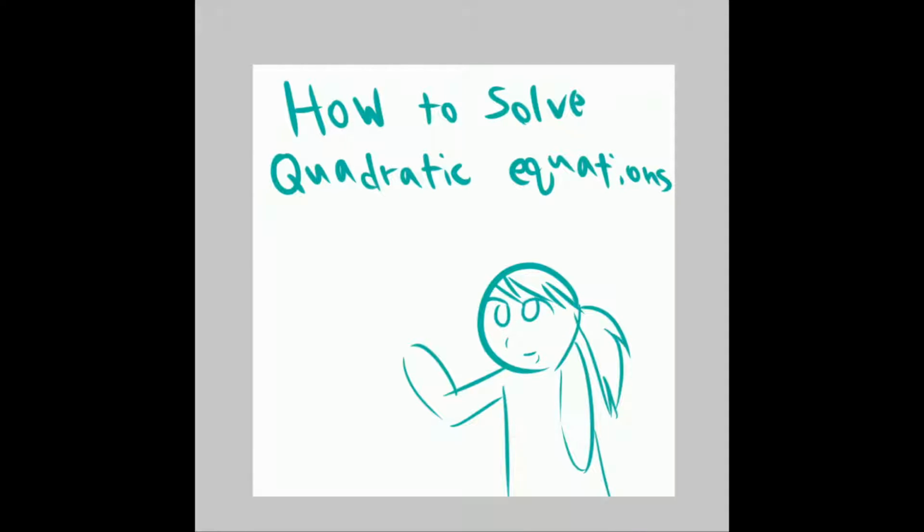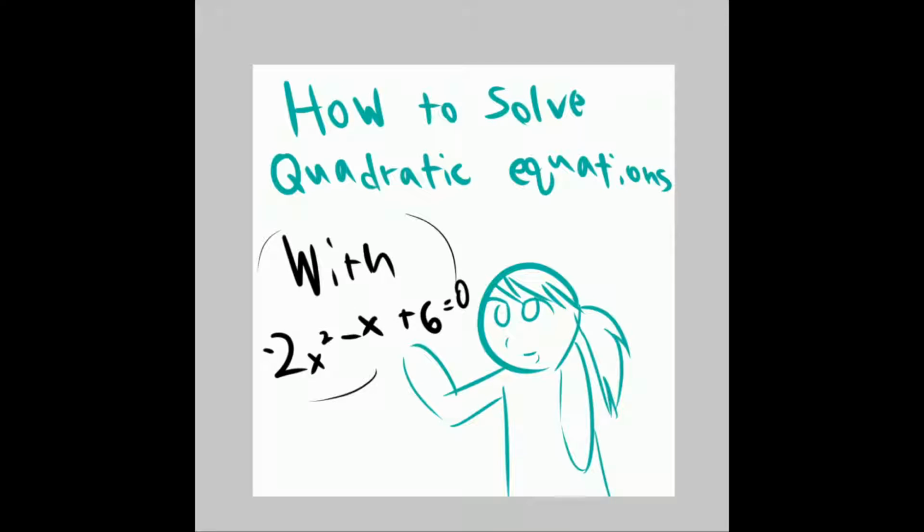Today we are going to be learning how to solve quadratic equations in 4 different ways, using the equation negative 2x squared minus x plus 6 equals 0. By the end of this presentation, you will be able to solve quadratic equations in 4 different ways.